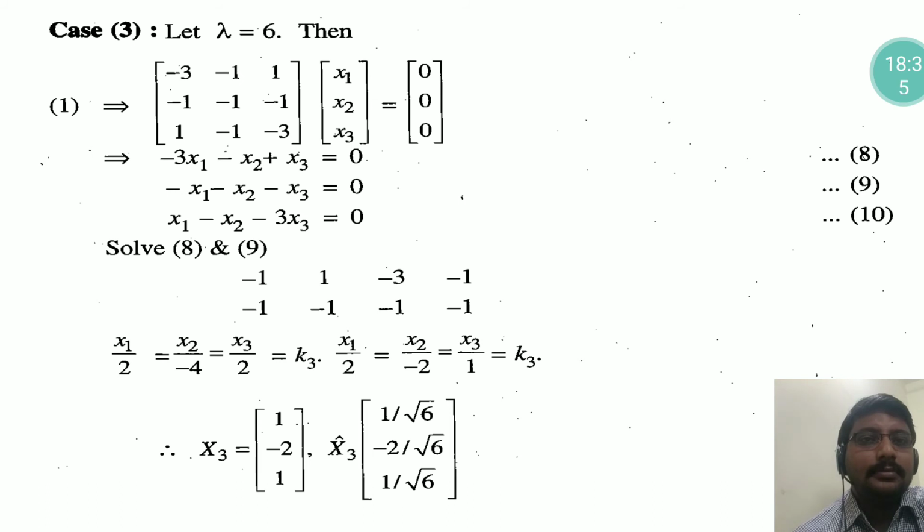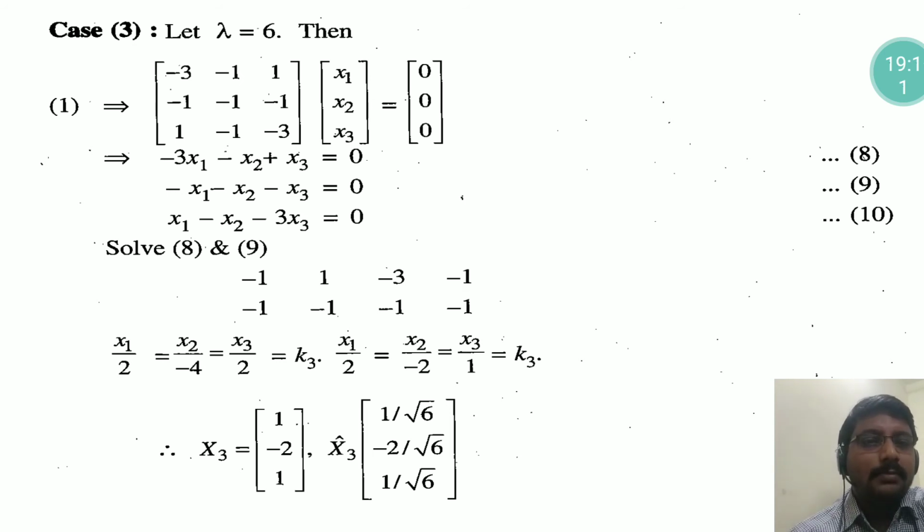Now case 3, for lambda equal to 6, which is substituted in equation 1, that is (A minus lambda I) x equal to 0. So we will have 3 equations. Solving any two of the equations, we will get x1 by 2 is equal to x2 by minus 2 is equal to x3 by 1, which is equated to a constant k3. In general, k3 can be taken as 1. So thus we will have the last eigenvector, that is x3, matrix of 1, minus 2, 1.